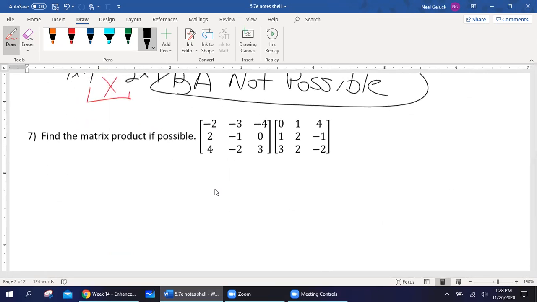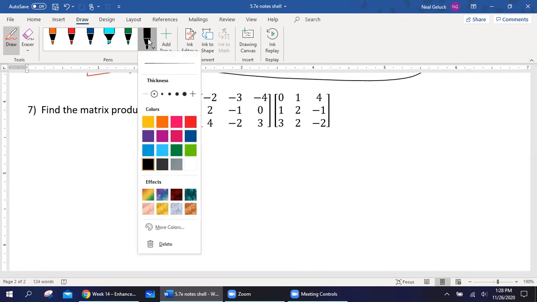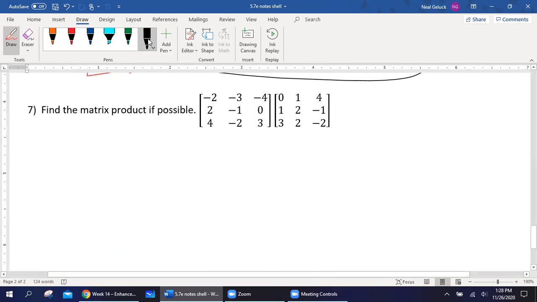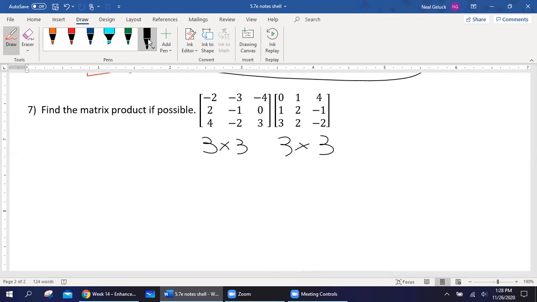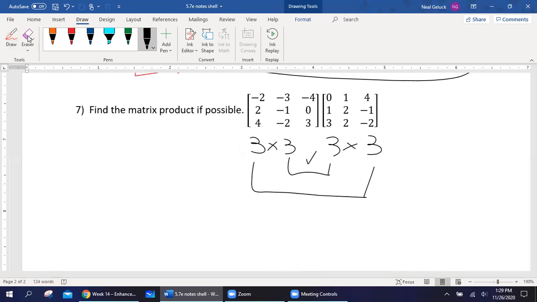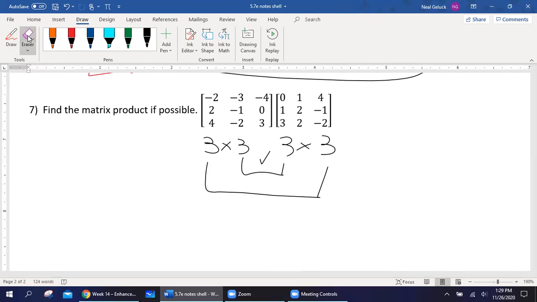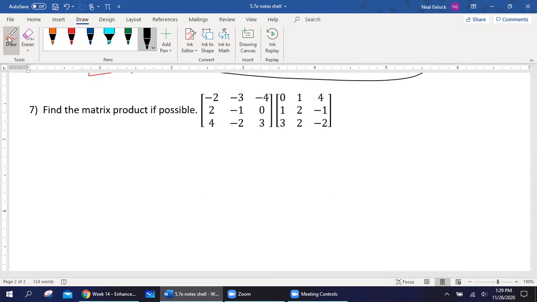On number 7, let's check the dimensions. Well, I've got a 3 by 3 and a 3 by 3. Middle numbers match, check. My answer is going to be a 3 by 3. Now, I'm not going to do all the calculations on this one. I just want to give you a little reminder. So I know I'm going to get a 3 by 3 matrix here.